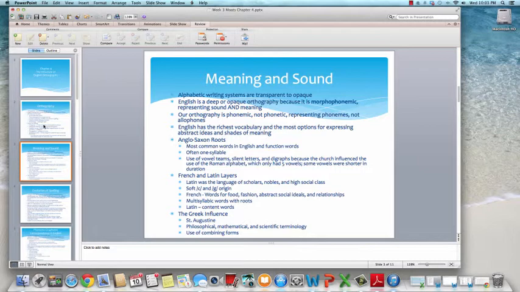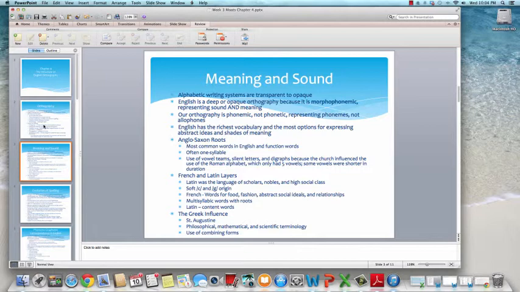So they can be either transparent or opaque, and from shallow to deep. English is deep and opaque, and because it is morphophonemic, meaning that it represents sound and meaning. So our symbols, our graphemes, don't represent just the sound that the letters make. They can also represent meaning. For instance, look at the ending of -ing.